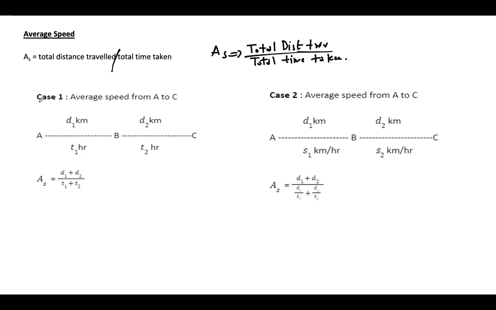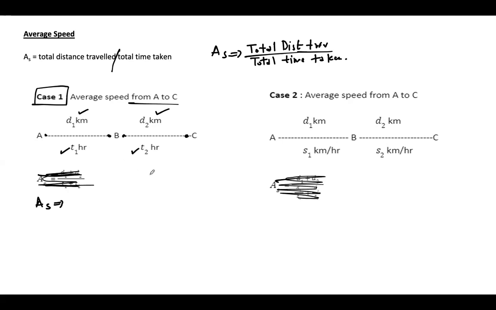Case 1. Average speed from A to C. What is the information that is provided in the diagram? There are three points, A, B and C. The distance from A to B is denoted by D1 and from B to C by D2, and the time taken is denoted by T1 from A to B and T2 from B to C. So total distance upon total time will be D1 plus D2 upon T1 plus T2.